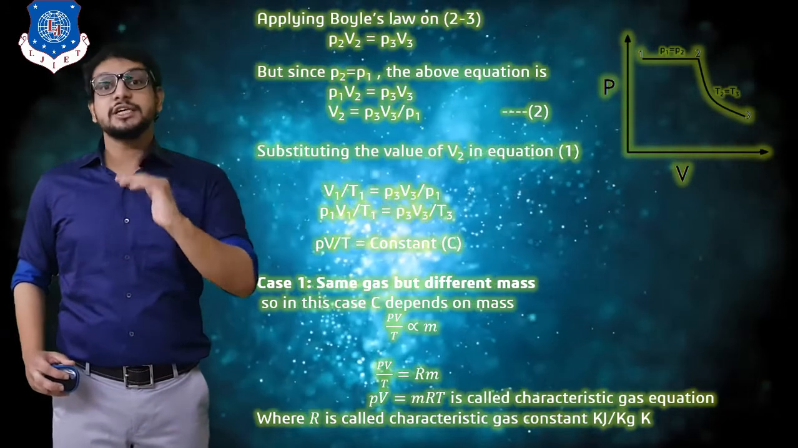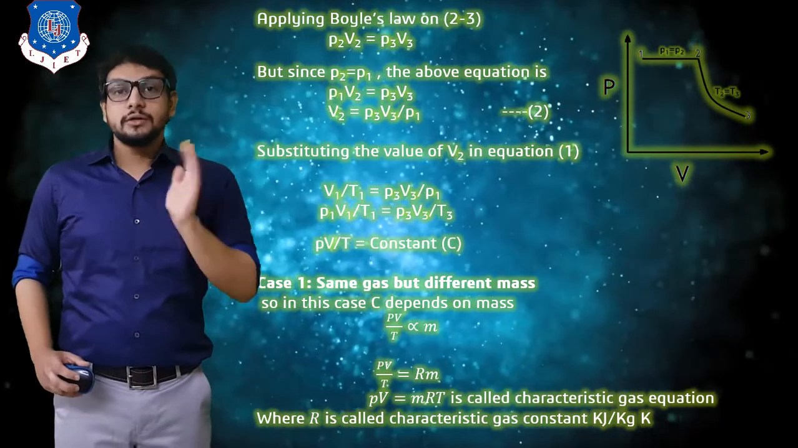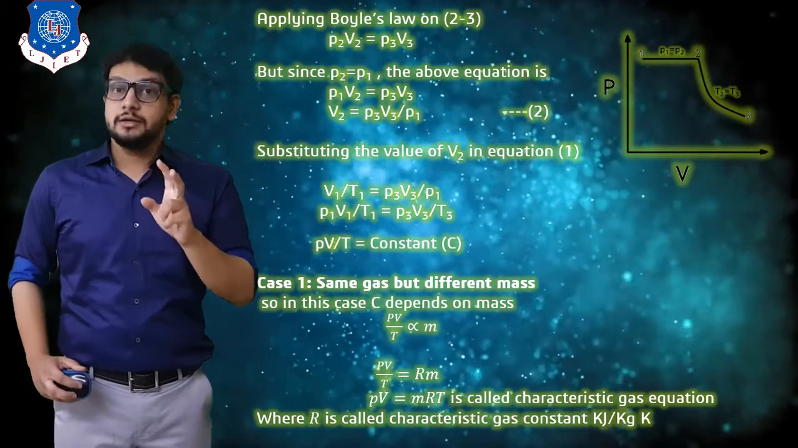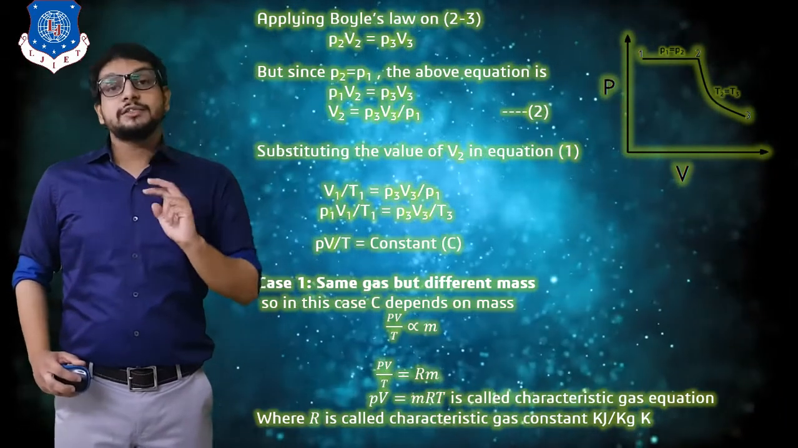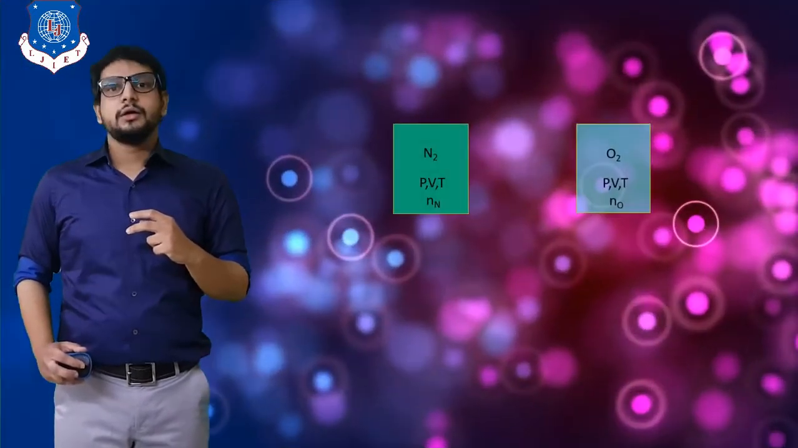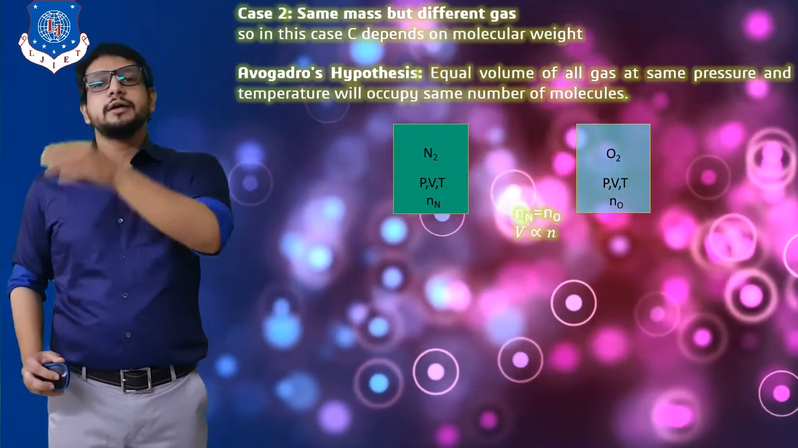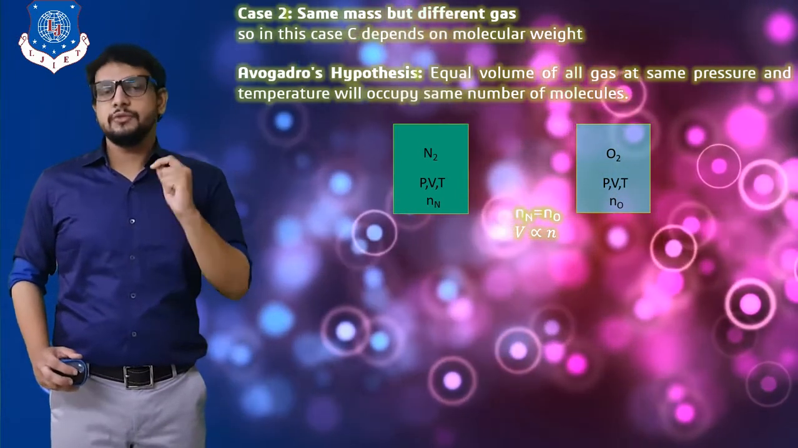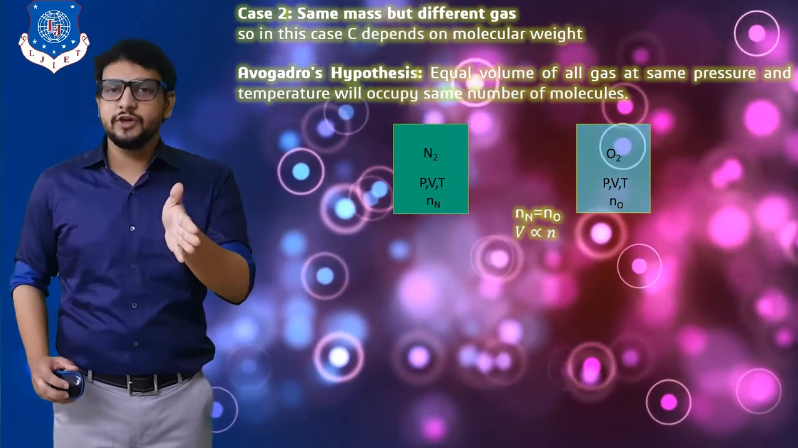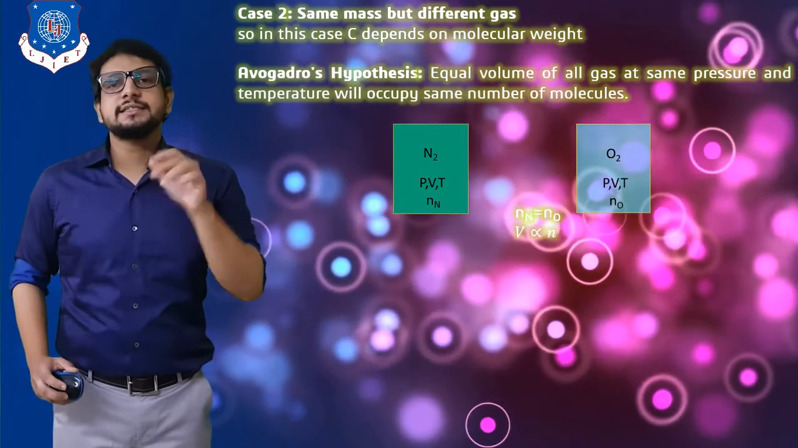Okay, so we have seen case number 1, in which we considered that constant C is going to depend on the mass of a gas. Now the second parameter remains, that is molecular weight. So in case number 2, we are going to see the same mass but different gas. Different gas means different molecular weight, which means one of the gases is, for example, oxygen gas, another gas is nitrogen gas, but both gases have the same mass.